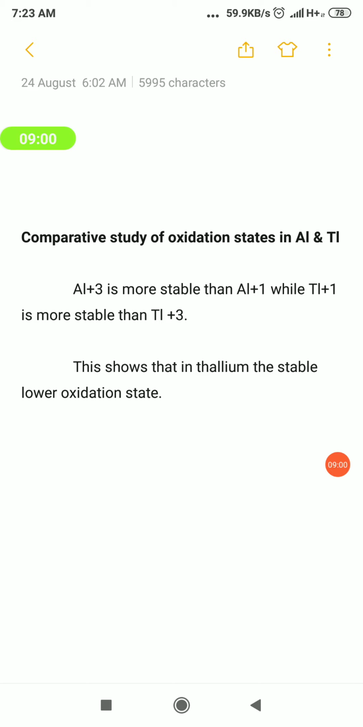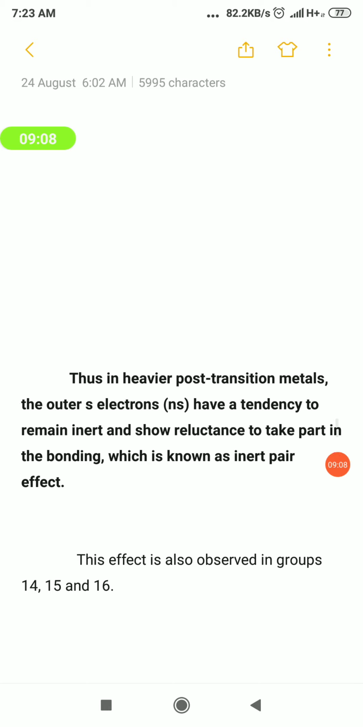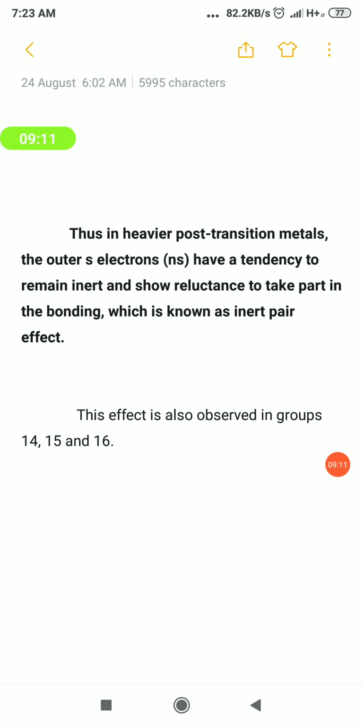Out of thallium 3+ and thallium +1, which is most stable? Thallium +1 is most stable. That is due to what? Due to inert pair effect. Okay, so this is the definition for inert pair effect. This was the question asked last year, in the 2018 public examination. What is inert pair effect? So if they ask, what we have to write is: this is a special property shown by p block elements. That is very essential. Okay, and then the definition.